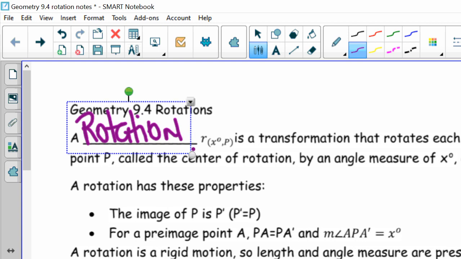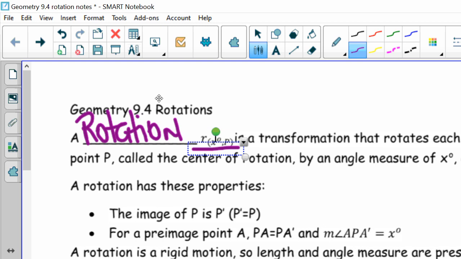And this is how we distinguish that it's a rotation. Lowercase r means rotation. Remember the other day, capital R is reflection. So lowercase r is rotation. The first thing in our parentheses tells us the degree measure that we're rotating, and then the second thing tells us what we are rotating about.